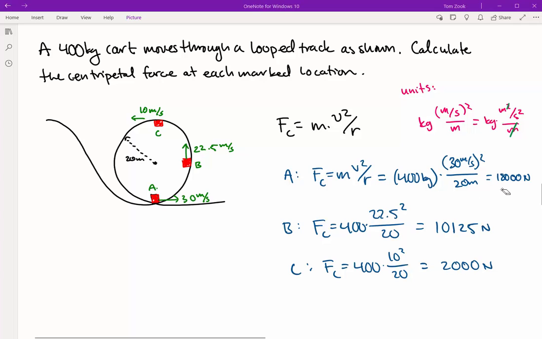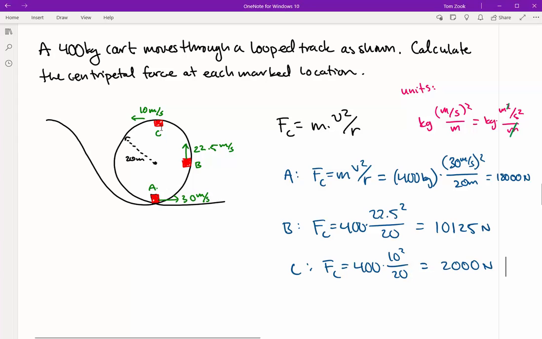So we got a whole lot of centripetal force required to make the cart go up in a circular path when it's down here, going pretty fast. Now when it gets higher up, it's not going as fast. It's going a third the velocity, so that would be 1/9 the overall centripetal force required because of the squared factor on the velocity.